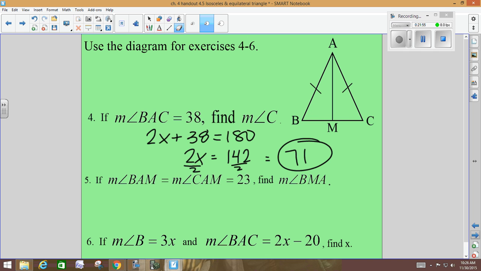No, you can't assume that it's being bisected. Sometimes it works out, but not always. Okay. Number 5. If the measure of angle BAM equals the measure of angle CAM, which equals 23. So these two angles are equal to each other, and they both equal 23. That's what that sentence says. BAM, no, it's individually. Good question. BAM and CAM, that's the two top angles, are congruent, and they're each 23 degrees. We need to find the measure of BMA. That's that guy down there.